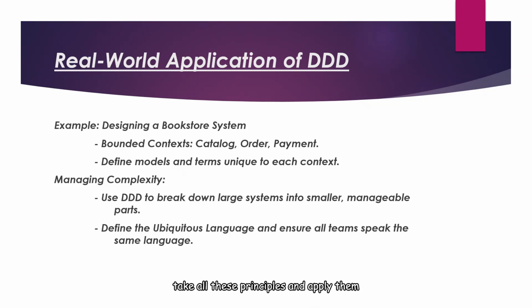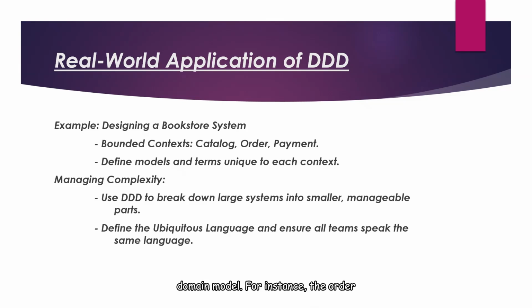Let's take all these principles and apply them to a real world example. Suppose we are designing a bookstore system. In this system, we would define several bounded contexts like catalog, order, and payment. Each of these contexts would have its own domain model.